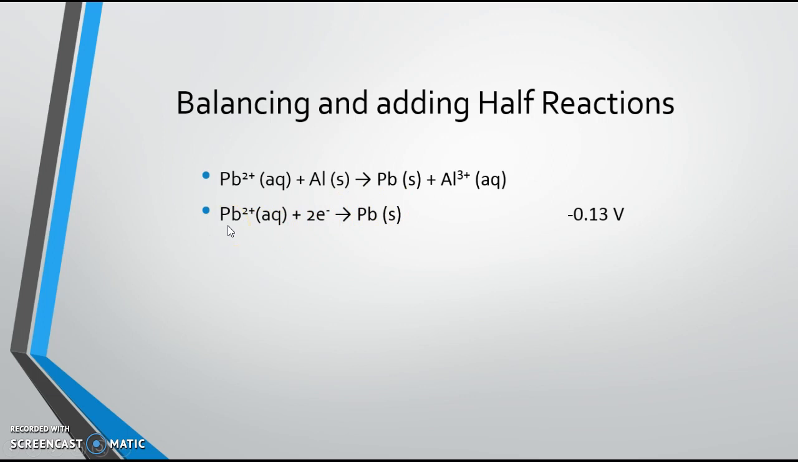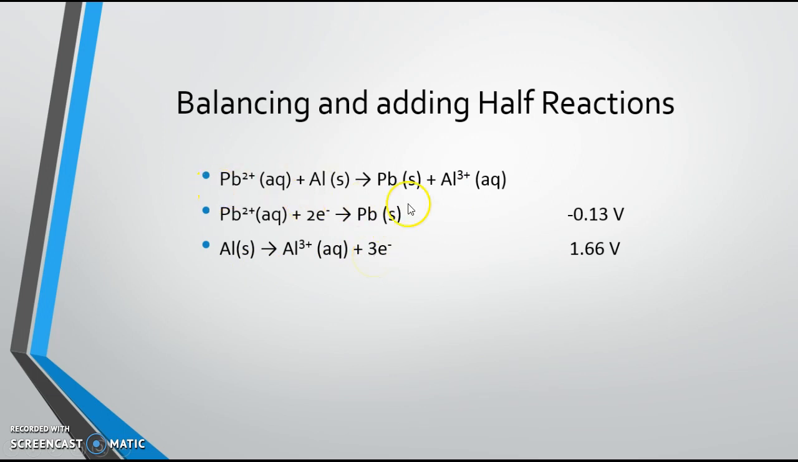So look at Appendix A11, and we have lead 2+ here going to lead solid. How did it go from lead 2+ to lead solid? It had to gain 2 electrons. Let's look at the aluminum. Aluminum goes from aluminum solid to aluminum 3+. And how does it do that? It has to lose 3 electrons.